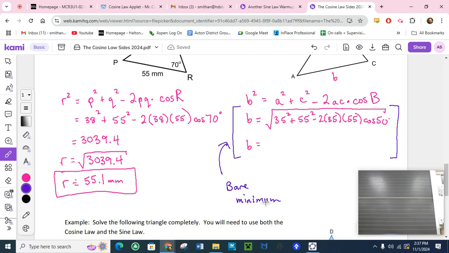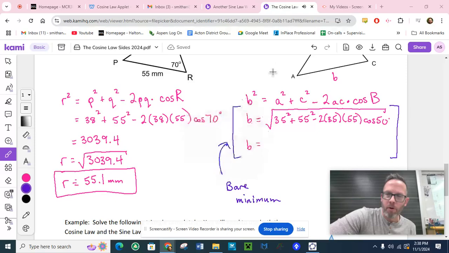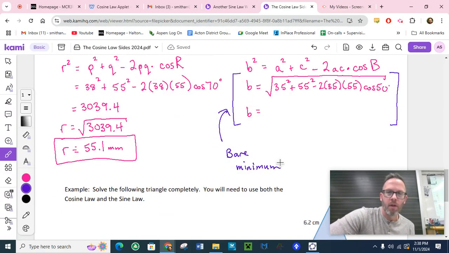And then in one step here, you can just root the answer. All right, my first one ended prematurely, so this is part 2. But let me play catch up here. So 35 squared plus 55 squared minus 2 times 35 times 55 times cos 50, and then square root that.